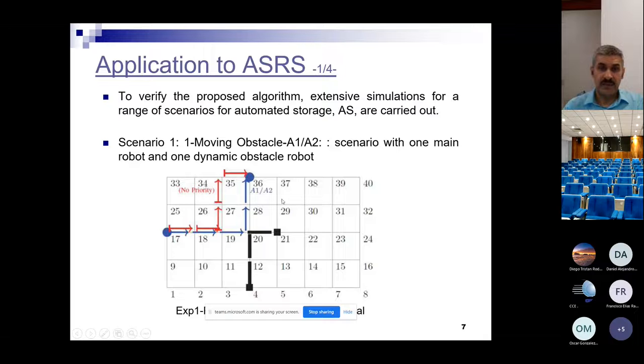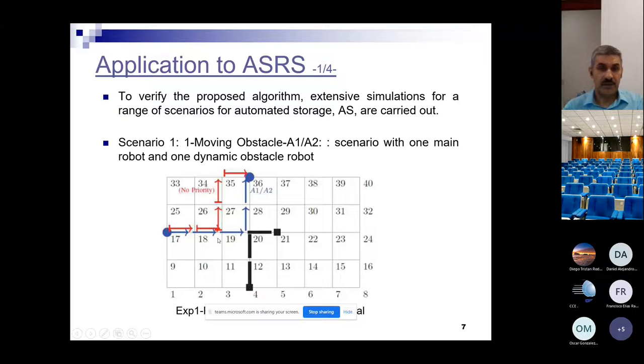Now, in case we are applying the priority algorithm, either A1 or A2, the non-priority robot will stop at block 12 and wait for the priority robot to pass and leave block 20, after which the non-priority robot will move to block 20 and then to 21.